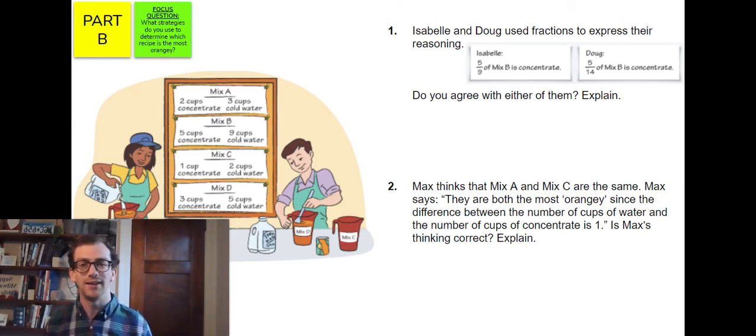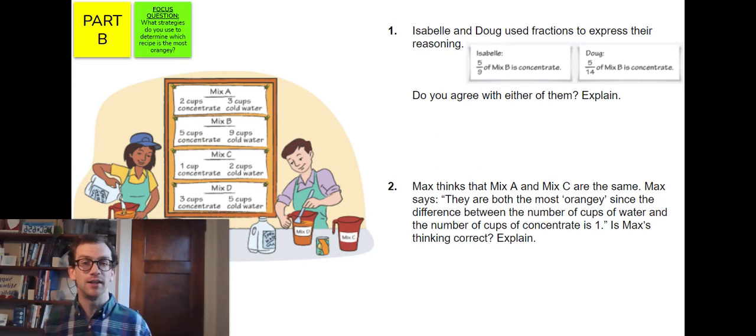In number 1, we've got Isabel and Doug, and they both wrote fractions as they were trying to compare these different recipes. For mix B, Isabel wrote the fraction that 5/9 of mix B is concentrate, while Doug said that 5/14 of mix B is concentrate. One of them got it right and one of them made a mistake. Who is it and how do you know? Who wrote a correct fraction to represent mix B?